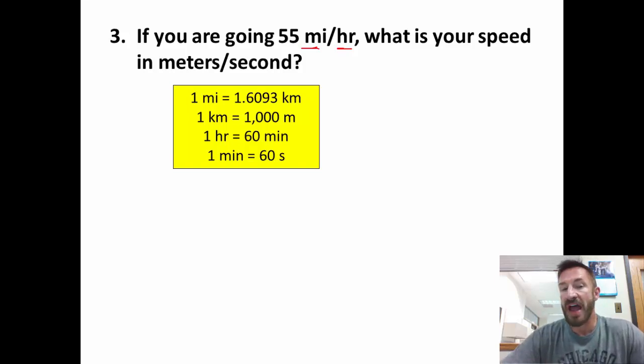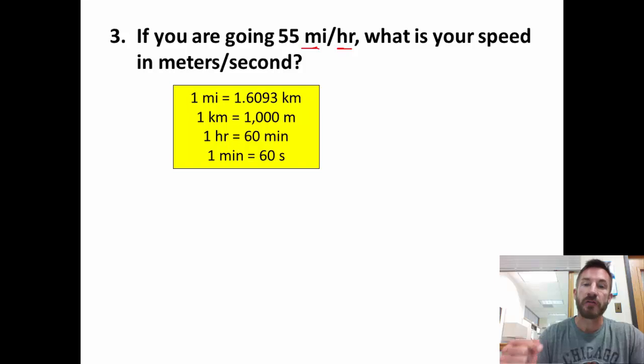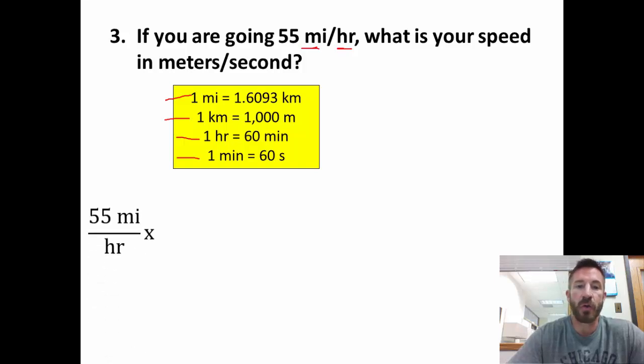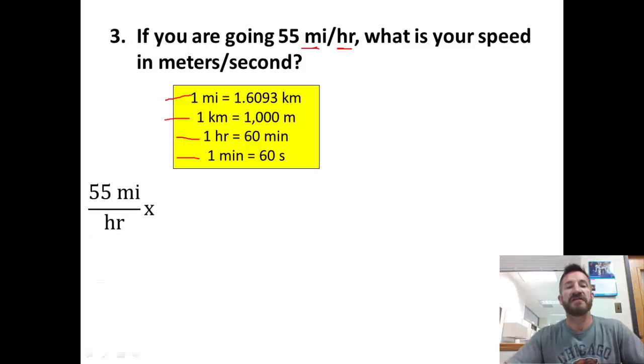So first, we're going to have the task of changing our distance from miles to meters. And to do that, we have 2 different ones we look at. First, we see there's 1 mile is 1.6093 kilometers. Then we look at the metric unit, and we say 1 kilometer is equal to 1,000 meters. That's one you need to memorize. The other 2 you probably know, or hopefully know, that 1 hour is 60 minutes, and then 1 minute is 60 seconds. So to start this, first you write your initial value, 55 miles per hour.